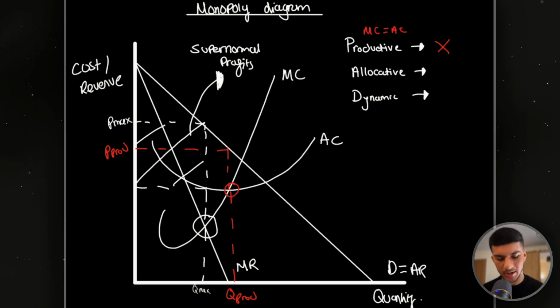Let's do the same thing for allocative. So allocative, of course, is where MC equals AR. Now, like I said, it's the simpler one of them too. So MC equals AR at that point. Then you go down to find your Q allo quantity.